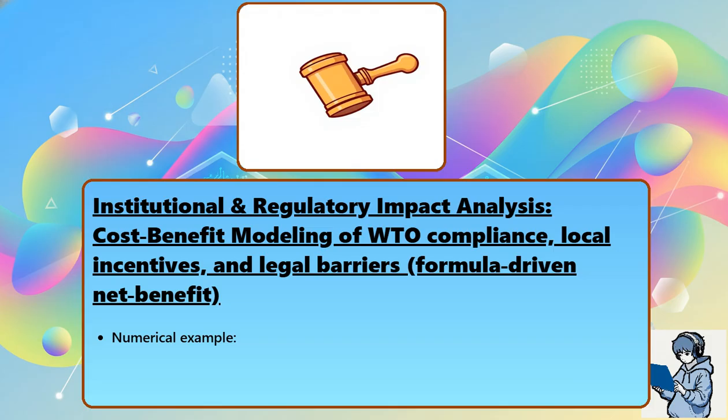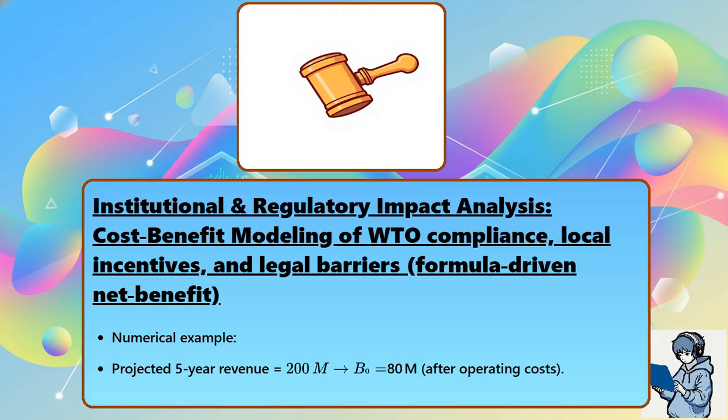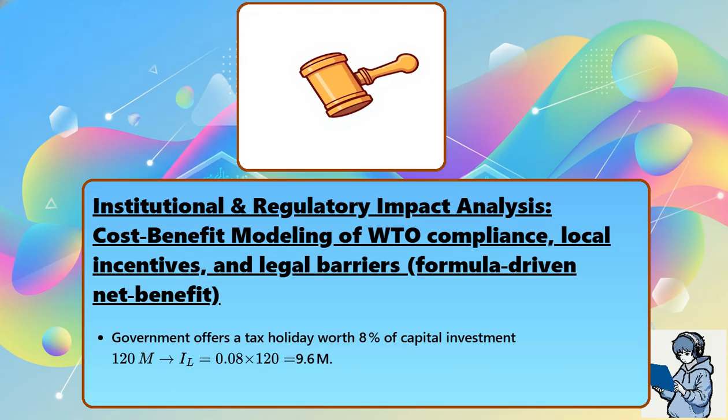Numerical example. Projected 5-year revenue equals $200 million. B0 equals $80 million after operating costs. WTO tariff equals 5%. CW equals 0.05 times 200, equals $10 million. Government offers a tax holiday worth 8% of capital investment, $120 million. IL equals 0.08 times 120, equals $9.6 million.